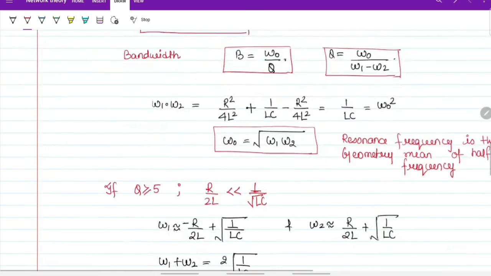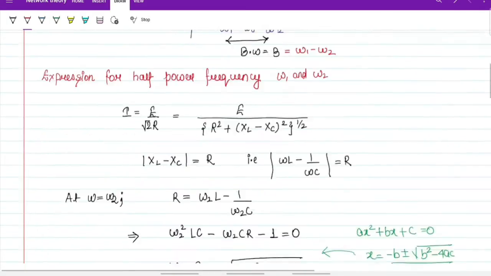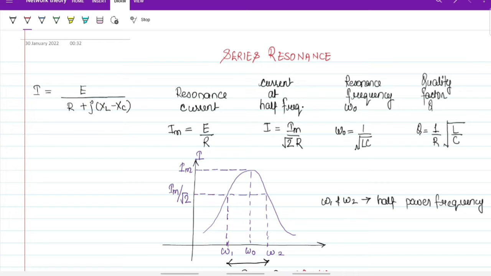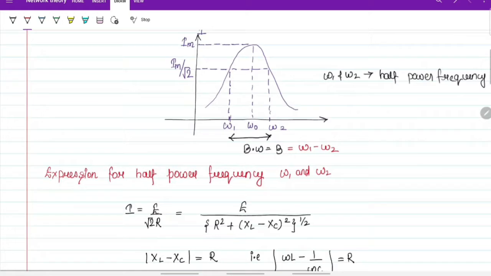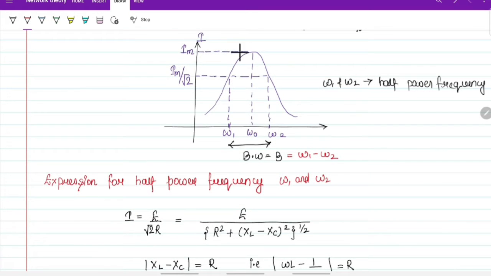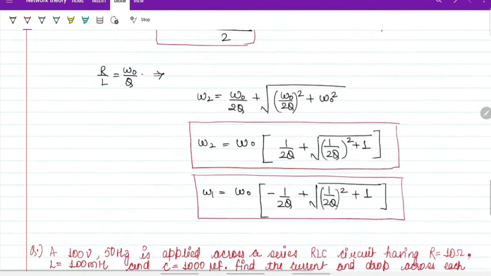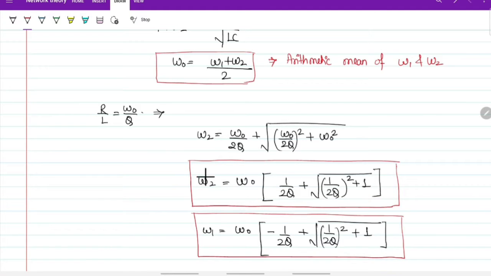Now, till now we have seen about resonance frequency, which is 1 by under root LC, and at this frequency we will get maximum current, right? And this is half power frequency omega 1 and omega 2. At omega 1 and omega 2 you will get the same value of current, that is maximum current divided by under root 2.